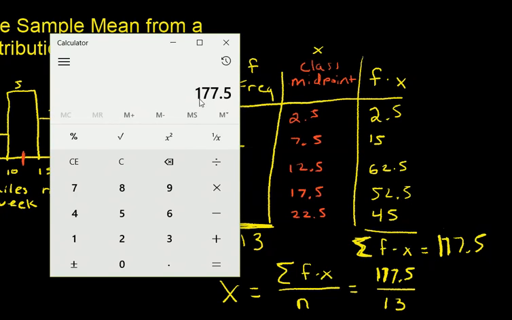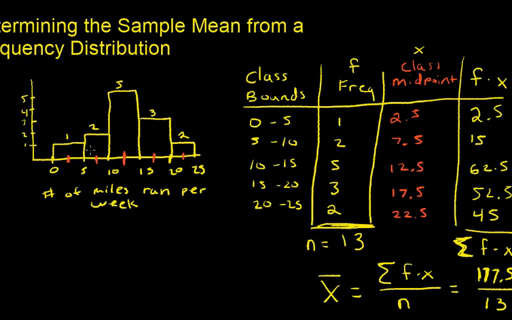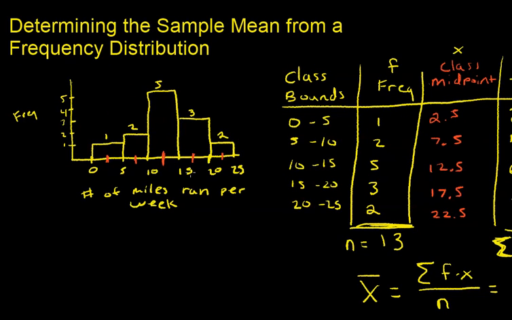177.5 divided by 13 is, if I round to one decimal, 13.7. That rounds up. So the sample mean equals 13.7. The average number of miles ran per week is 13.7. When we look at our frequency histogram, 13.7 is right about right here. That does look like a reasonable spot for the measure of center. On average, it appears that people run about 13.7 miles per week.